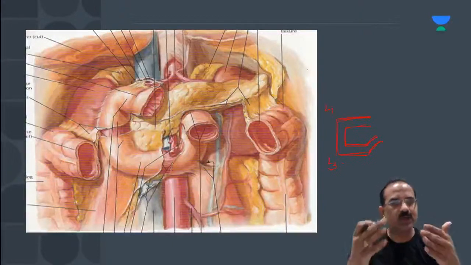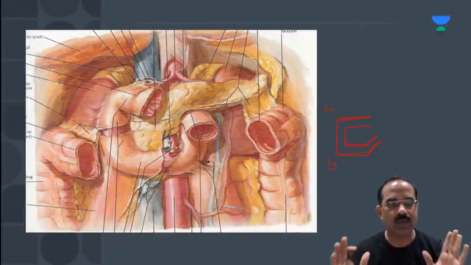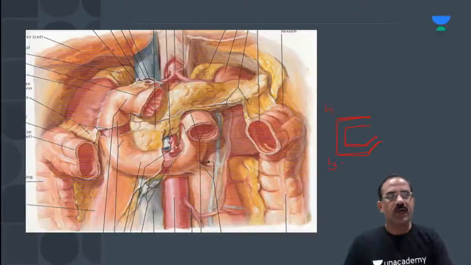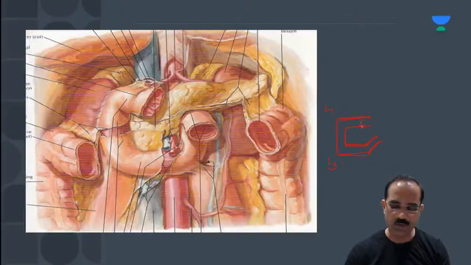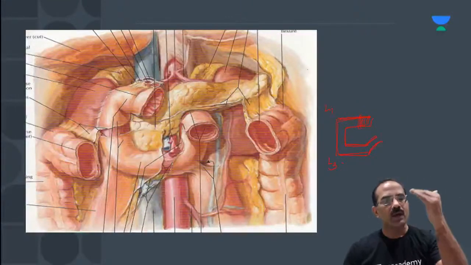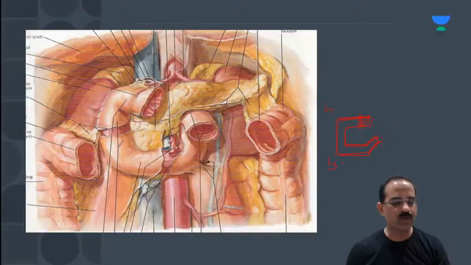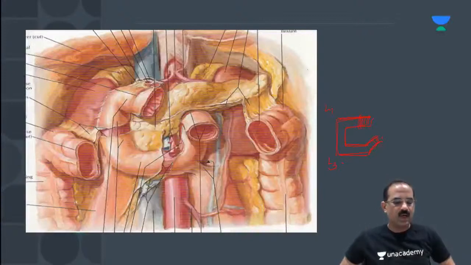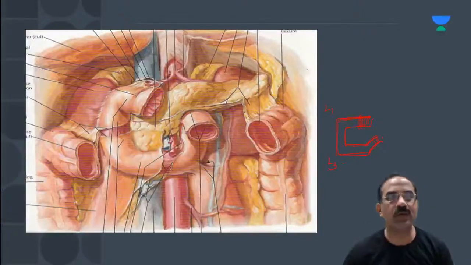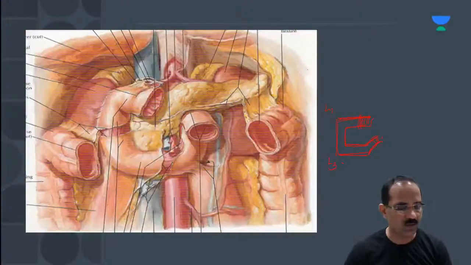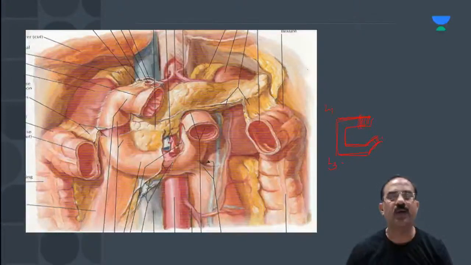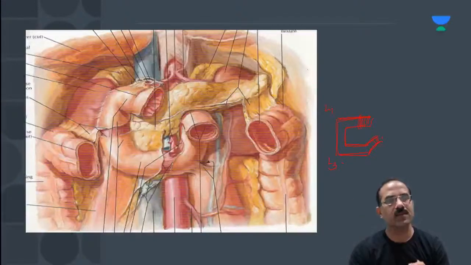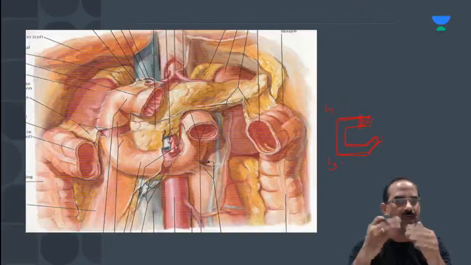Now this entire duodenum is a retroperitoneal structure, right behind the peritoneum. The entire duodenum is retroperitoneal except half of the first part and a small area of the fourth part, which are covered by peritoneum, so we call these intraperitoneal. The first part is 5 centimeters, out of which 2.5 centimeters is intraperitoneal, and the fourth part is 2.5 centimeters, out of which half of it is intraperitoneal.